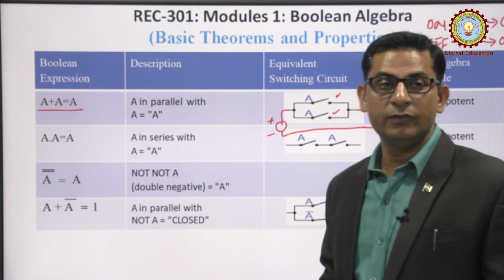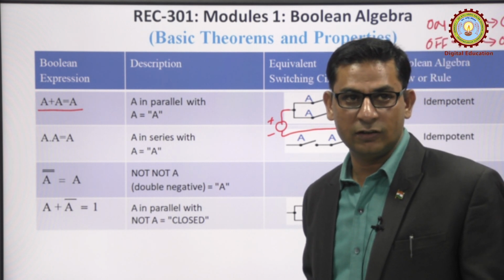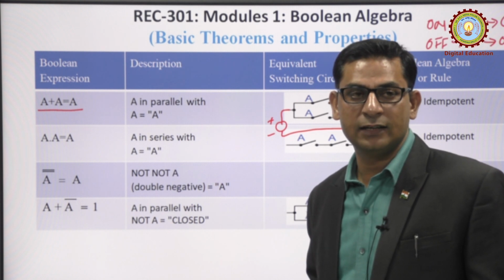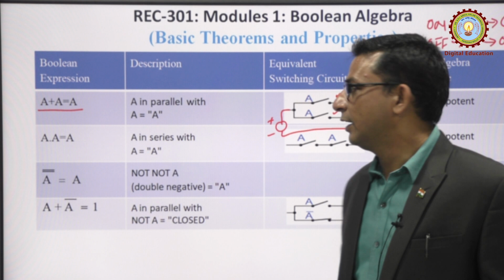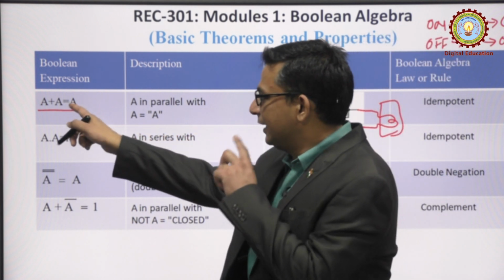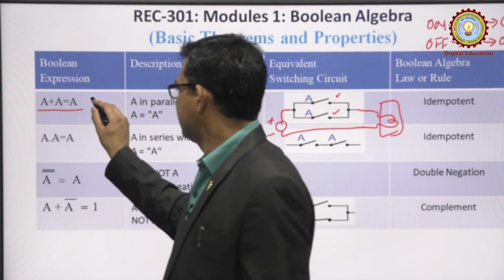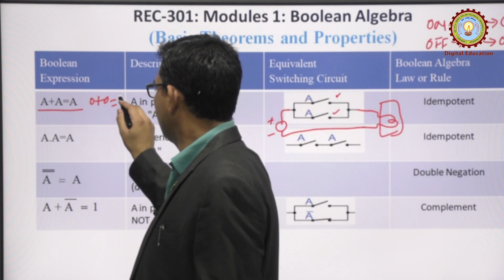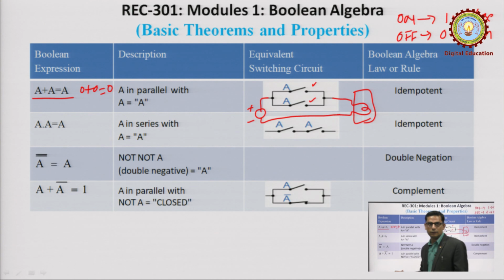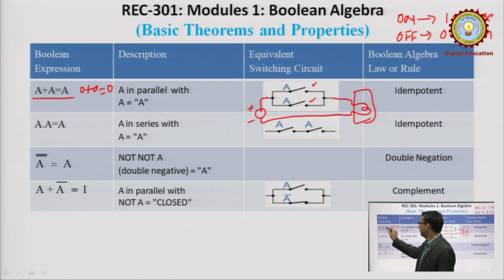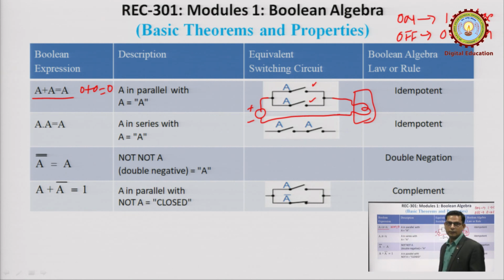Okay. If we do not have the path, it means the circuit is not closed. It means the appliance will remain in the off state. So, whenever both the values of A are 0, 0 plus 0, the output will remain 0. So whatever the state of both the switches, the output will remain A.